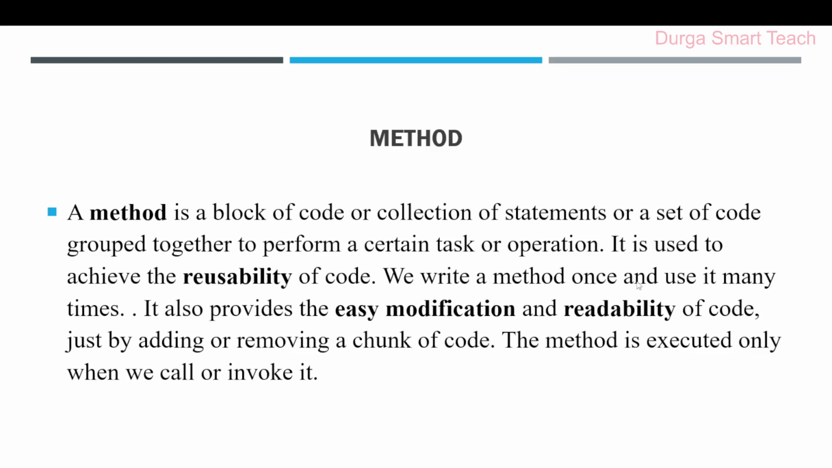We write a method once and use it many times. That is the main advantage of using methods: code reusability. We define the code once and can access it any time, any number of times. It also provides easy modification and readability of the code. If we want to add something, we can add; if we want to remove some code, we can remove. The method is executed only when we call or invoke the method, by using the method name.